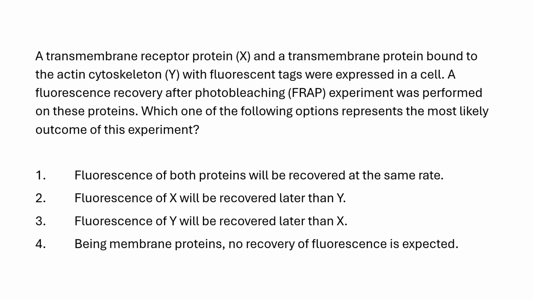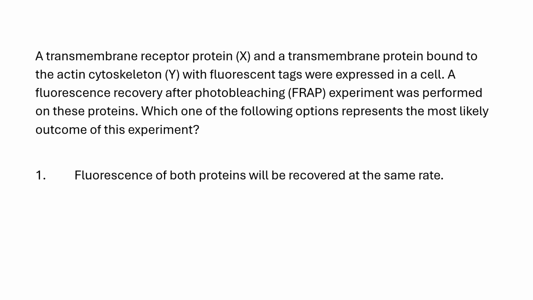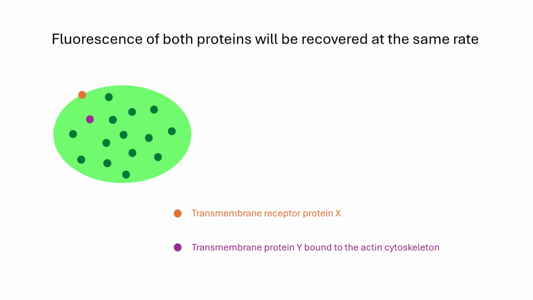Now here, option 1 is fluorescence of both proteins will be recovered at the same rate. The rate of fluorescence recovery in FRAP is directly related to the mobility of the fluorescent molecule. More mobile molecules can diffuse back into the bleached area faster, leading to a quicker fluorescence recovery. This shows the positions of the transmembrane receptor protein X and the transmembrane protein Y bound to the actin cytoskeleton before photobleaching.